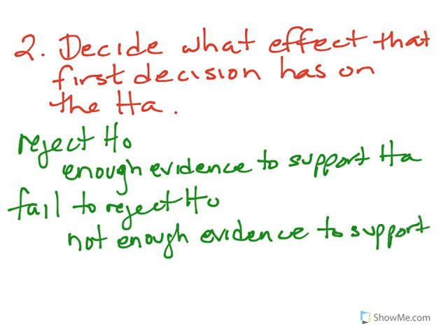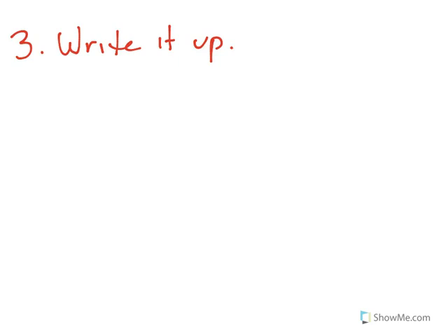Now, you notice I'm talking about evidence. It's not us who decides whether we are going to support the alternative hypothesis or not. It's all about what the evidence shows you. If you have enough evidence to reject the null, you have enough evidence to support the alternative. And again, if you fail to reject the null hypothesis, it's because you didn't have enough evidence to support. So, the next thing we have to do is write it up.